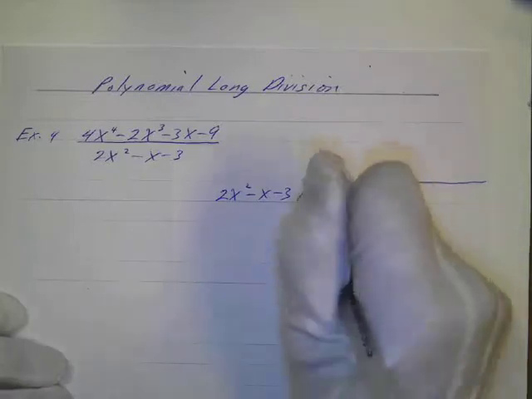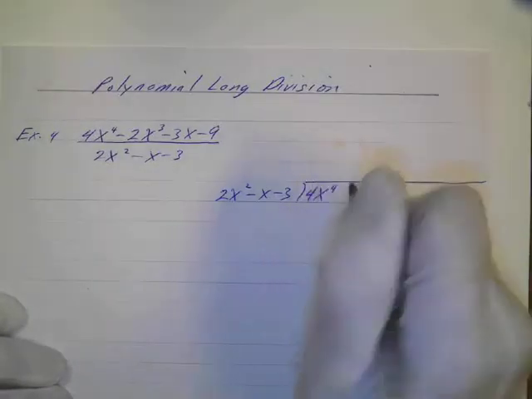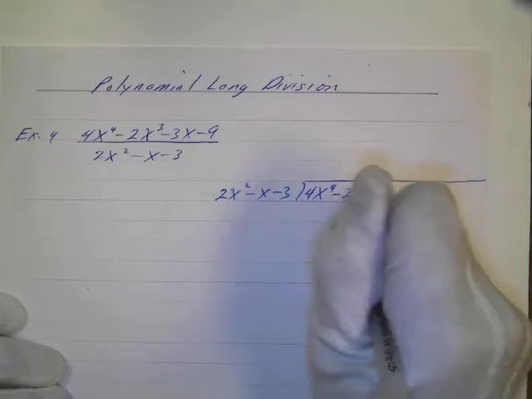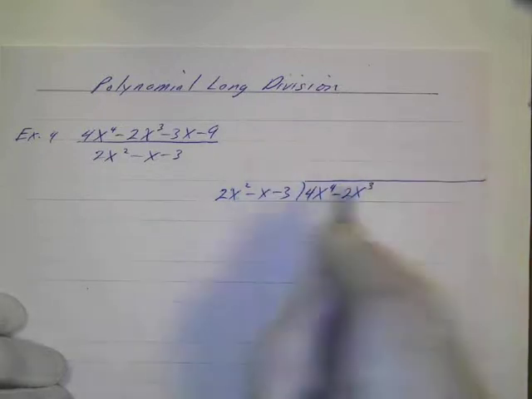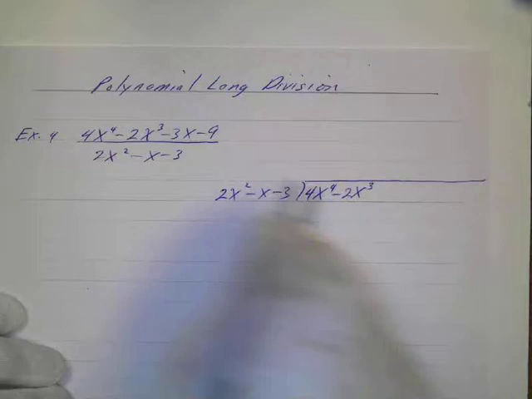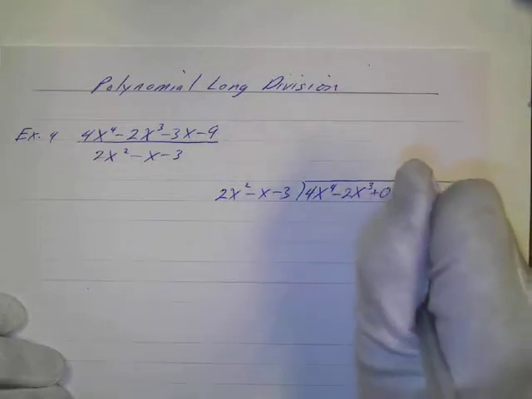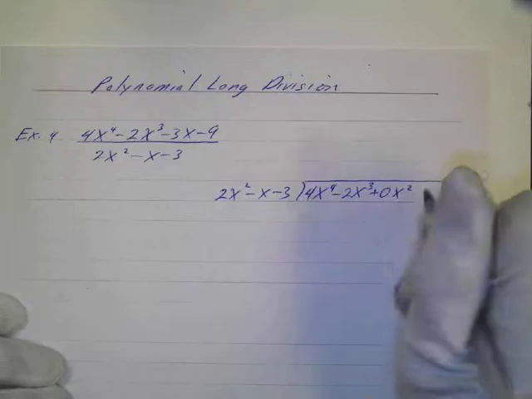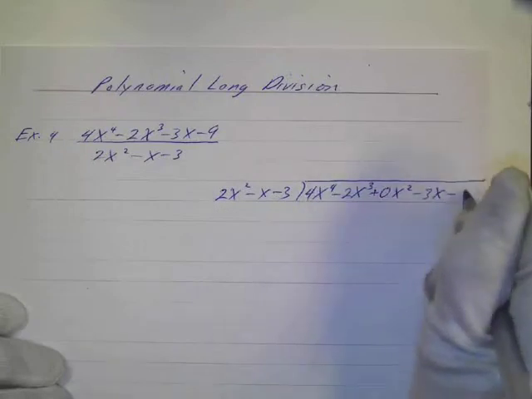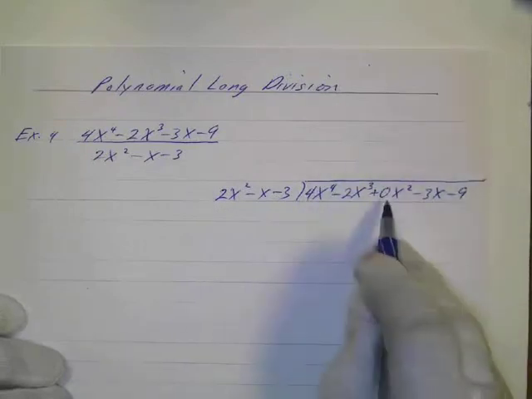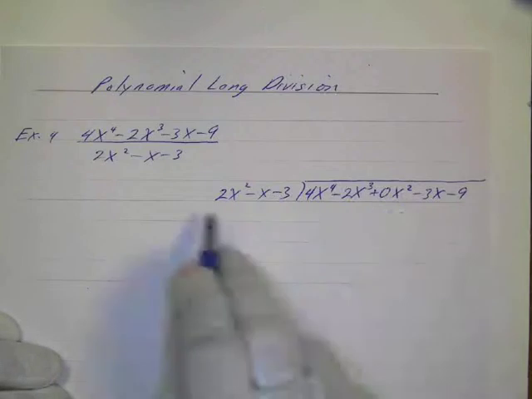And we got 4x to the fourth minus 2x cubed. And I need an x squared. Remember, it has to be descending powers. We don't have an x squared, so I'll just put a plus 0x squared. Minus 3x minus 9. So we need to have that placeholder there. And then we just do the same thing.